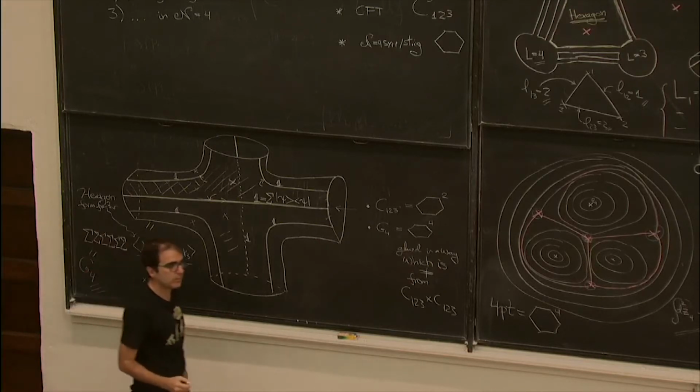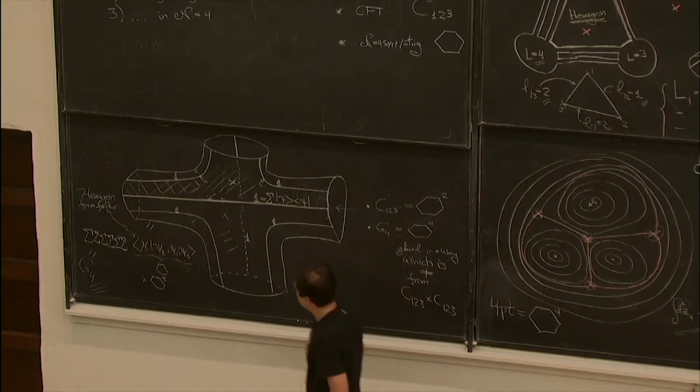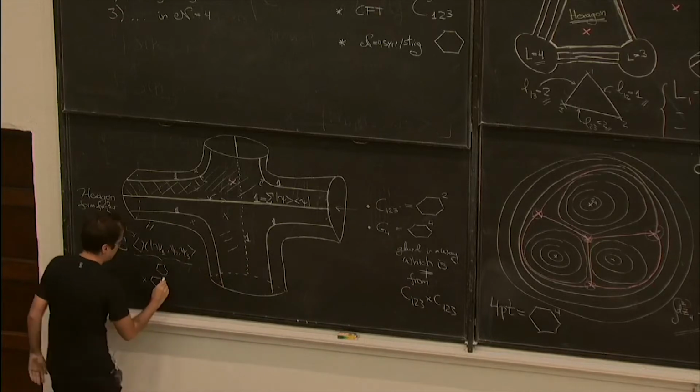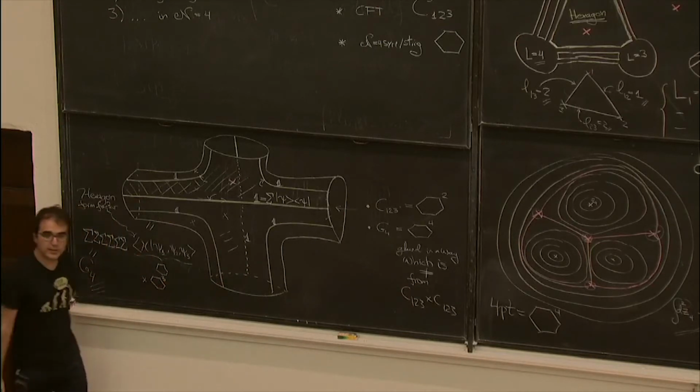Question. Shouldn't we have 4 hexagons in the sum? Yes, you're right. 3 more hexagons, yeah. There is 1 here and 3 more, you're right, good point. More questions?